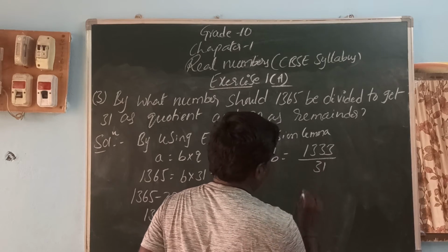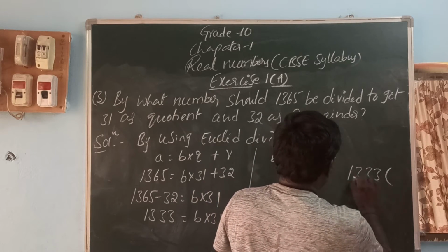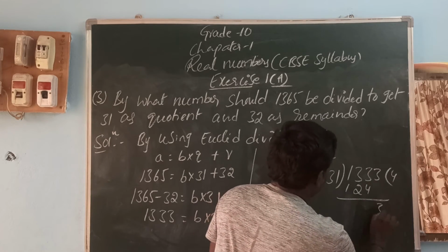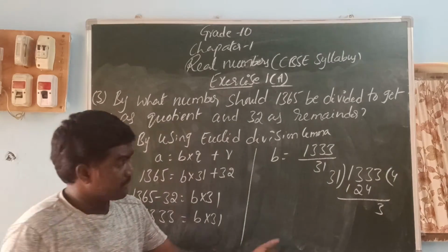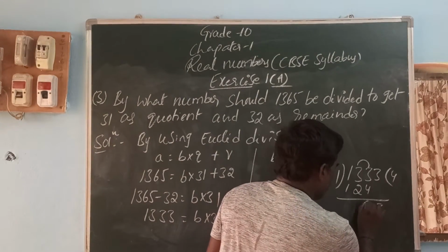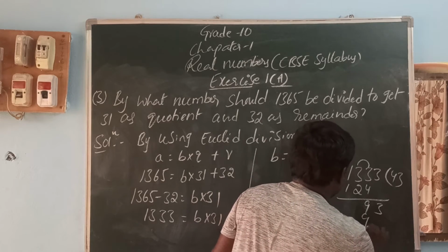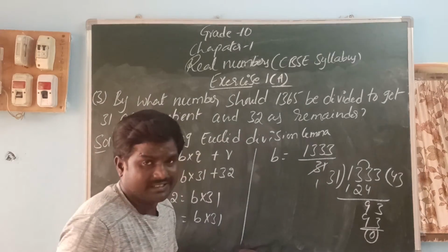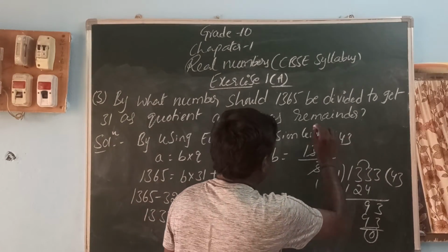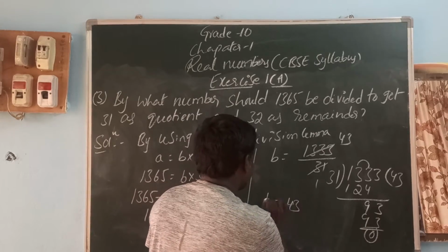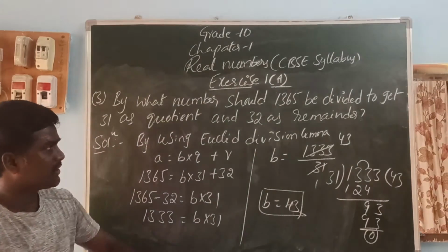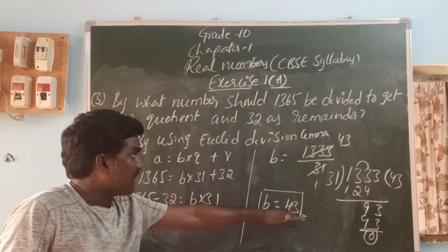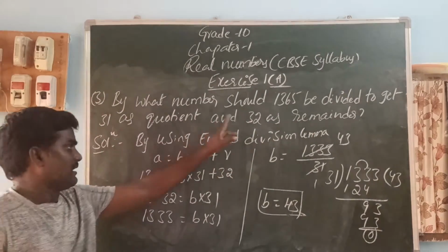1333 by 31. So here we can divide by 31. 31 fours are 124, here 3. From 3 we cannot subtract 4, take the borrow, that is 13, minus 4 is 9. 31 threes are 93, the remainder is 0. So 31 divides 1333, the quotient is 43. So the divisor is 43. So the number that divides 1365 is 43. When 1365 is divided by 43, we get the quotient 31 and remainder 32.